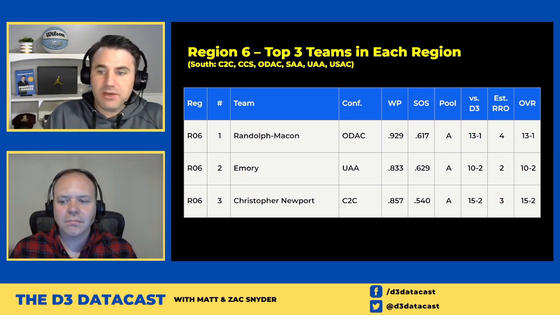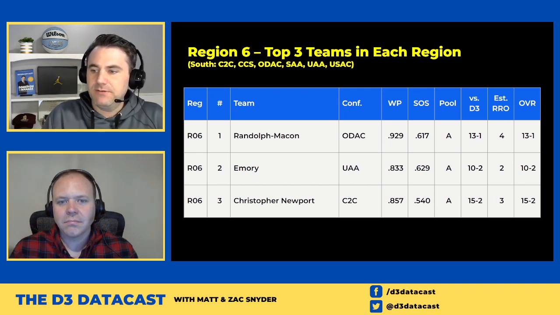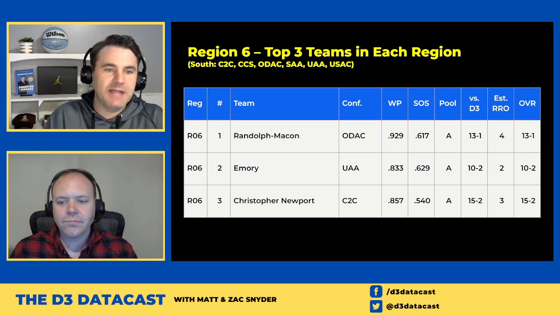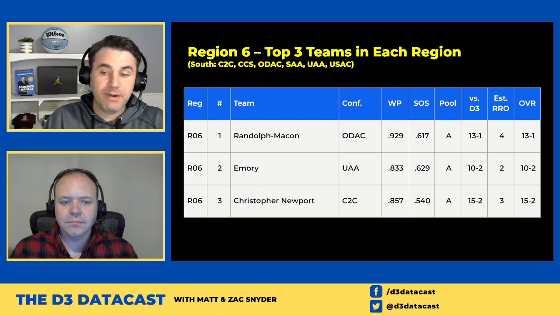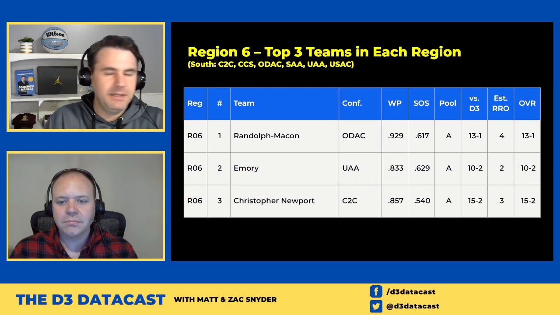And third, I think Christopher Newport checks in third. 857 winning percentage, 540 SOS. I think 3 regionally ranked wins. I come up with Johns Hopkins, Brandeis, and Elmhurst. All look pretty good. Just off this list in 4th would be Mary Washington. Mary Washington does have that big win over Randolph-Macon, but I think that's not enough to jump over these teams here.